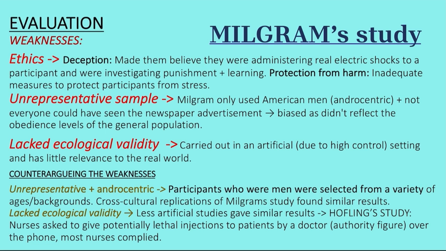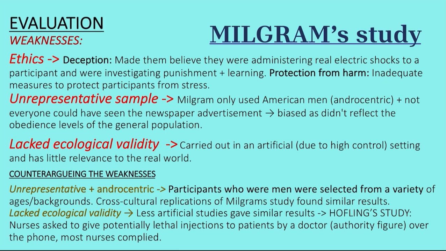It was an unrepresentative sample because Milgram only used American men, which can be classified as androcentric. This is when a sample only involves men, and not everyone could have seen the newspaper advertisement, which means that it might have been biased. Those who may like participating in studies just may have participated. And it also lacked ecological validity. It was carried out in an artificial setting, of course, in a lab in a university.